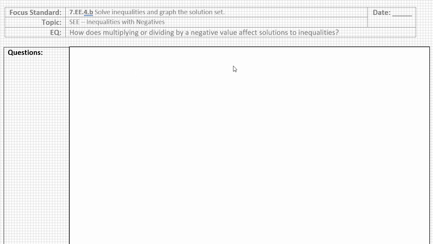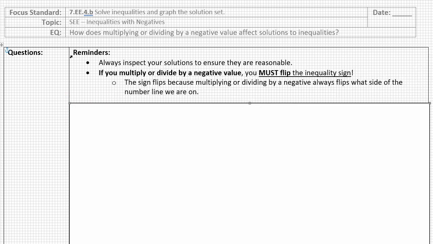So we've been looking at inequality statements and learning how to solve them, and so far we have done only one type of problem, and we haven't done any that involve negative values. So a couple of reminders. One, always inspect your solutions to ensure they are reasonable. So really test in a few values to make sure that your statement seems to make sense. And if not, check for one of the following things.